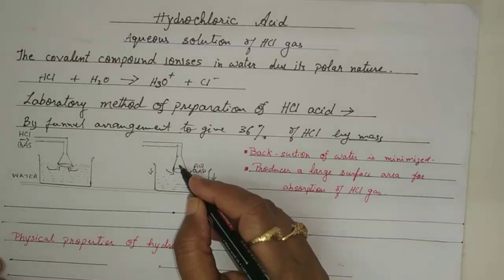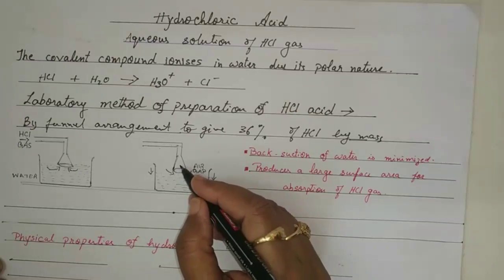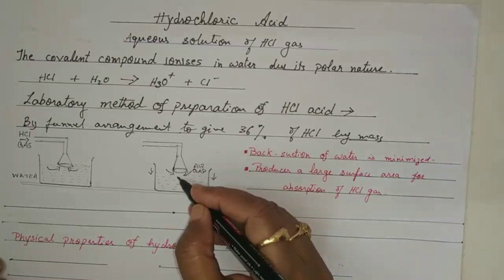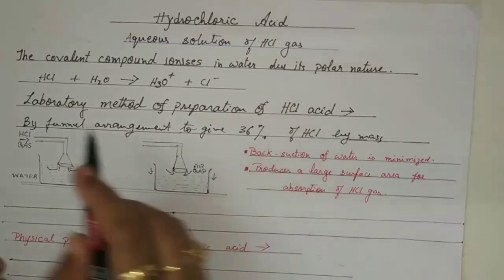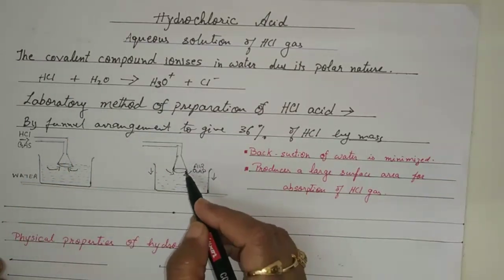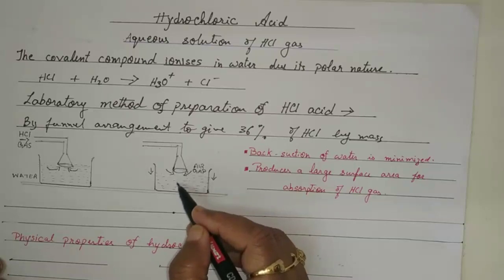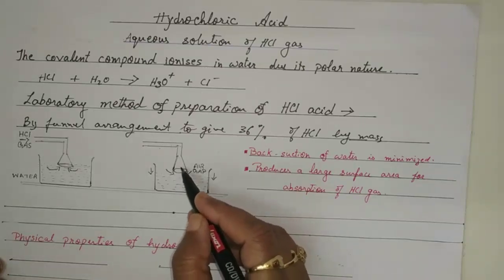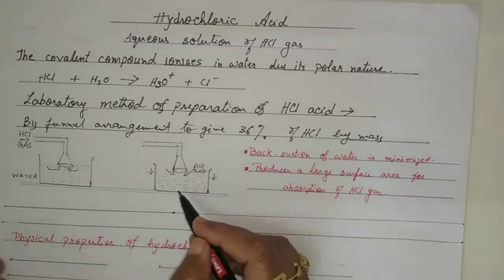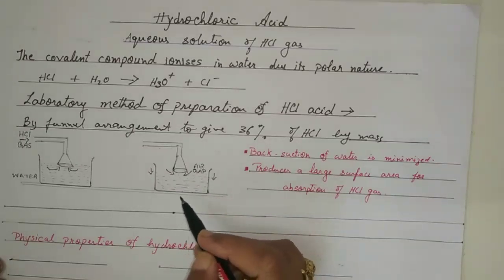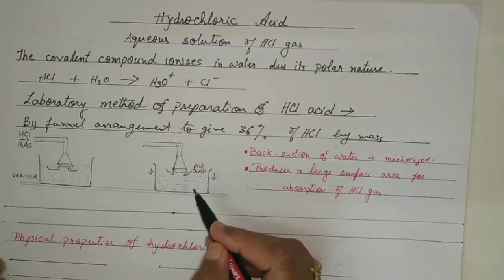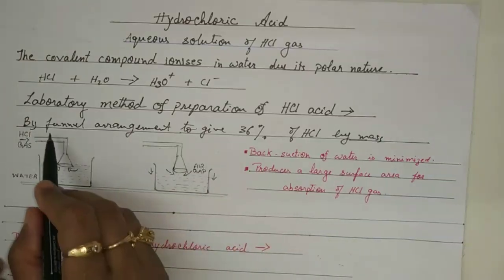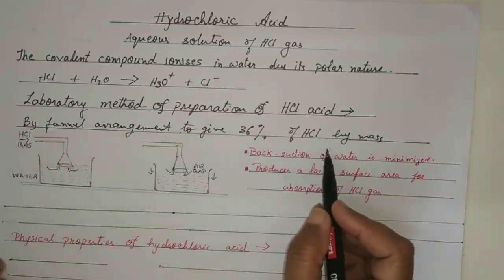The moment water goes into the funnel, it will immediately mix with HCl gas, and when it comes down, it will fall down, bringing HCl compound with it. So HCl gas with water will give you hydrochloric acid. Falling down every time it comes with HCl compound, and this process continues till the water is saturated with HCl gas, resulting in HCl acid. We have just said it is a funnel arrangement to give 36% of HCl by mass.